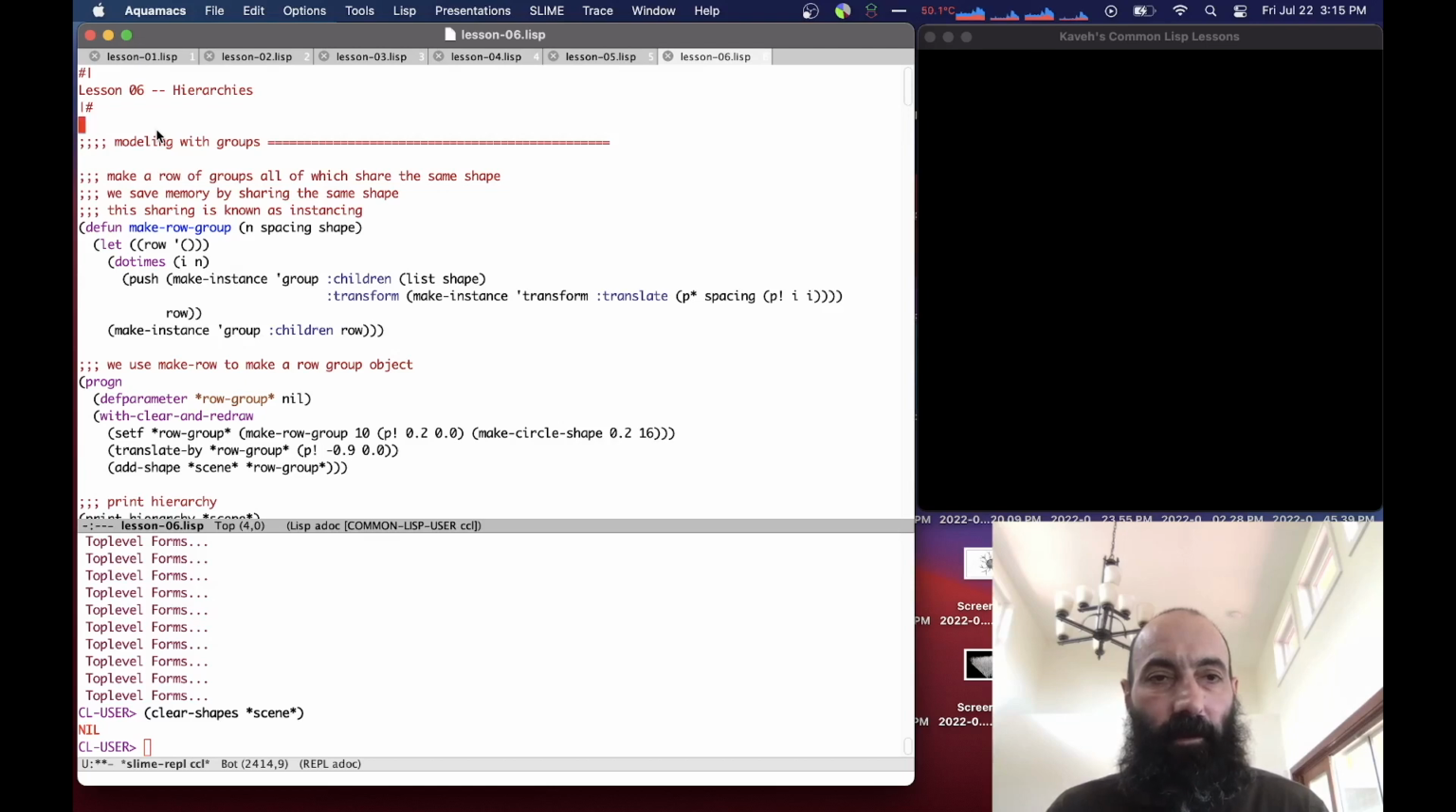This is Kaveh in Honolulu, and I'm continuing my series of Common Lisp lessons/tutorials. This is lesson 6, and in lesson 5, we saw groups and nesting transformations, and we're going to have some fun with hierarchies today.